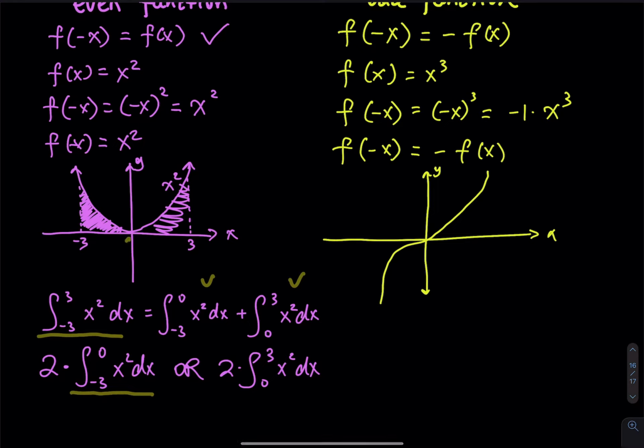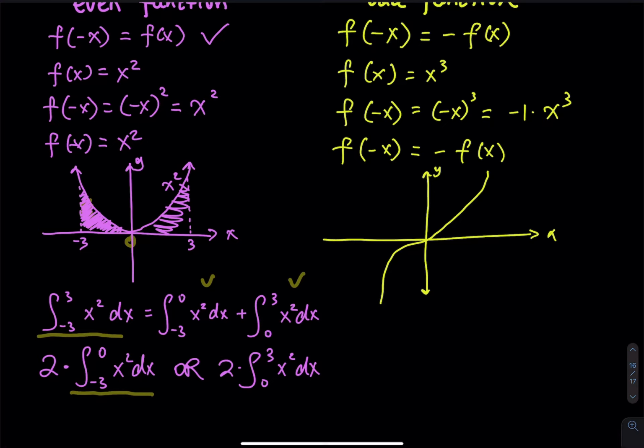So from negative 3 to 0, you will get this area, right? The area on the left. And then whatever the answer equals, you multiply by 2. Because the piece on the left of the y-axis is equal to the piece on the right side of the y-axis. The left side and the right side, those two pieces are pretty much the same.